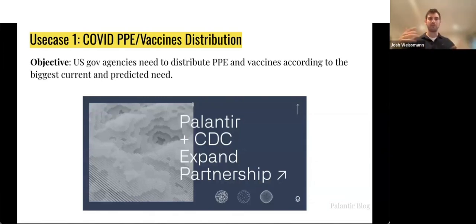Each organization maybe has a different conception about how to build a machine learning model to define the predicted need of a state or a county or whatever it is for PPE and vaccines. And most importantly, you have to get it right. You have to get this data model right first, because if you get it wrong, for all of the downstream use cases that you're getting every few hours, you're going to have to keep revisiting the data model, right? And it needs to be done right.